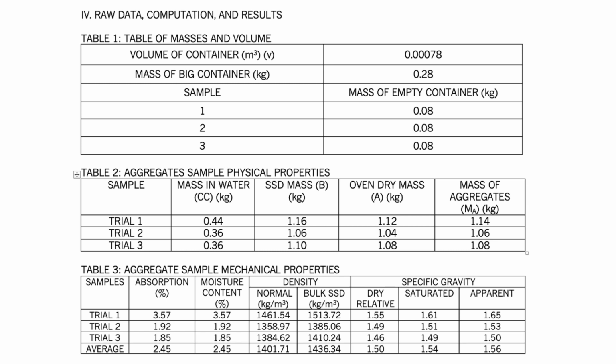In addition, the aggregates were immersed in water for a certain period according to the DPWH Blue Book, which corresponds to AASHTO T85 of 15 to 19 hours. This allowed for the determination of the weight of SSD and its weight in water, which is utilized in the calculation of the specific gravity of SSD, which has an average value of 1.54. The average specific gravity values for dry and apparent are 1.50 and 1.56 respectively.